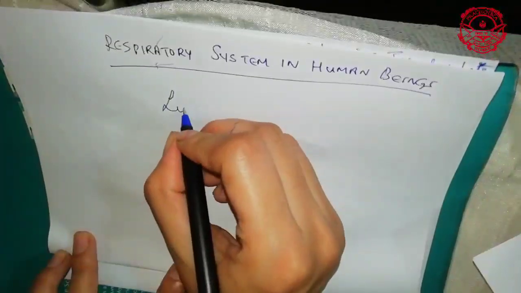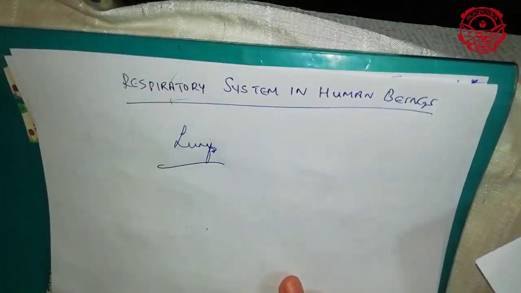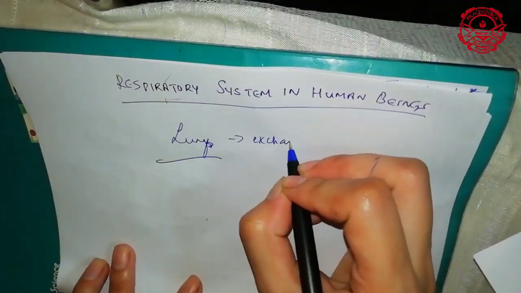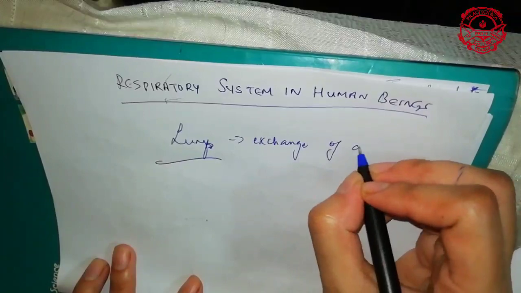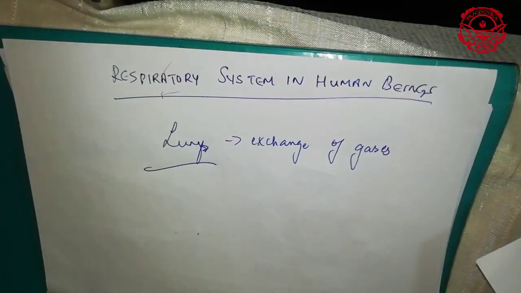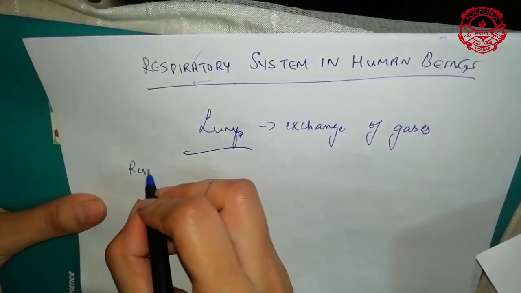So the lungs play a main important role in the respiratory system. Why is that so? Because they mainly help in the exchange of gases. The passage through which the exchange of gases takes place is known as your respiratory tract.